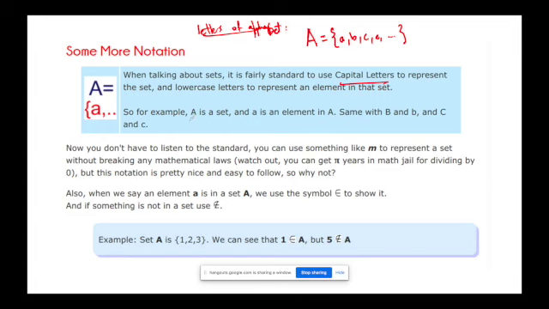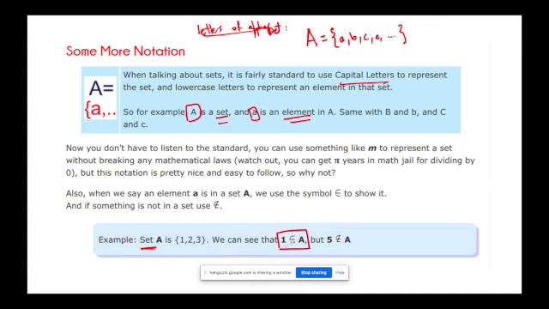Alright. So for example, if you see a capital A, that would represent a set. And if you see a lowercase a, that represents an element. So when we're talking about elements, there is a way that we could write an element, and that is, look at this notation here. So let's talk about this simple set A, the set of numbers 1, 2, and 3, a very small finite set.